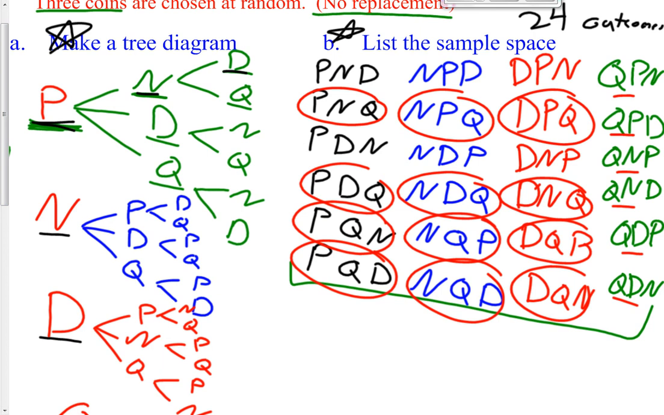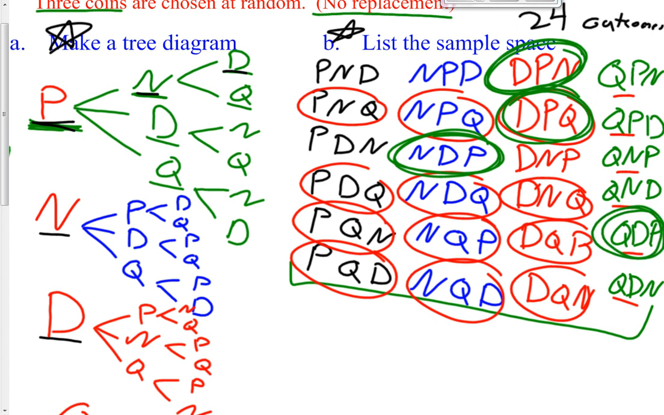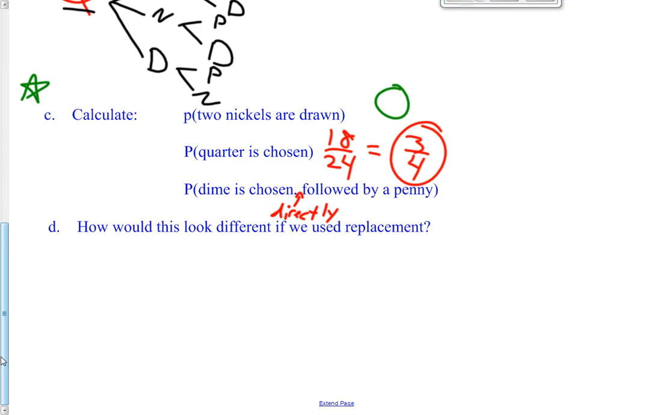We need dime, penny. Here's one. Dime, penny. Any other dime, pennies? How about right here? And right here? Any more dime, pennies? And right here. It looks like there are 4 outcomes where you would draw a dime first and then a penny directly following it. So the answer is 4 over 24, which reduces to a 1/6 probability.